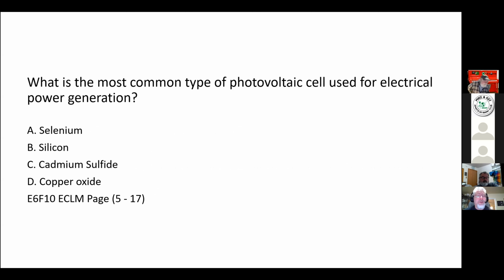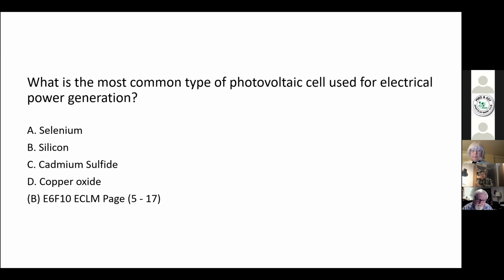What is the most common type of photovoltaic cell used for electrical power generation? A, selenium. B, silicon. C, cadmium sulfide. Or D, copper oxide. Bravo is the correct answer, silicon.